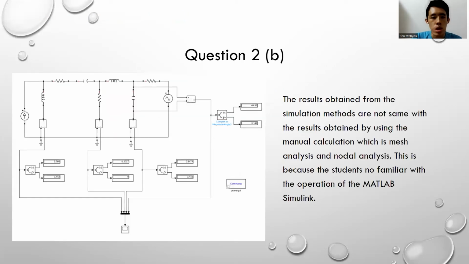Question 2b. We use MATLAB Simulink to simulate the circuit and compare the result with the manual calculation. On the left side is our Simulink circuit. The results obtained from the simulation are not the same as the results obtained using manual calculation, which is mesh analysis and nodal analysis. This is because the student is not familiar with the operation of MATLAB Simulink.